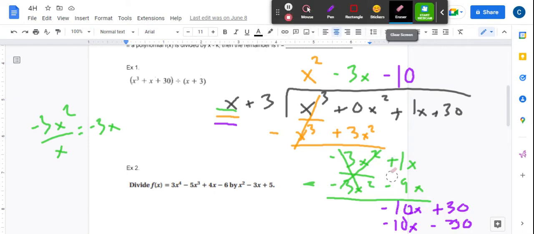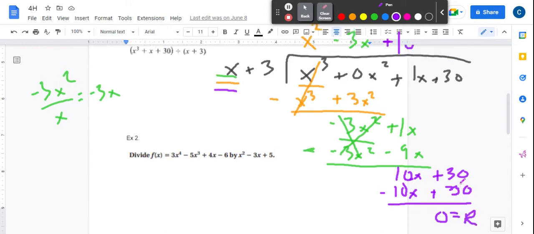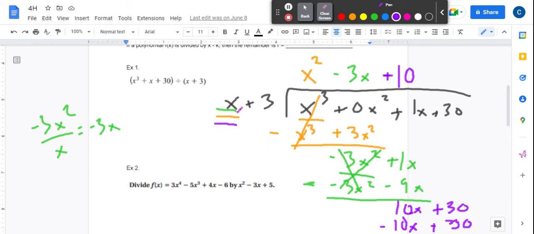I realize I just made a mistake here. The 1x minus negative 9x is positive 10x. I apologize for that. So we should have a positive 10 right there. So x into 10x is 10. 3 into 10 is 30. So now we have 10x plus 30 minus 10x plus 30 is 0. So now we have a remainder of 0. So this thing cleans up quite nicely. Okay, so we have x squared minus 3x plus 10 and a remainder of 0.